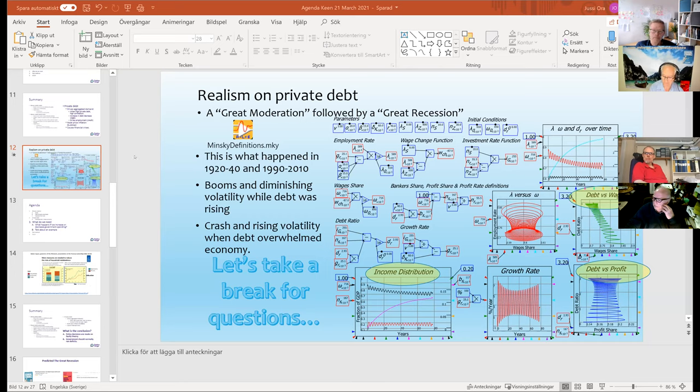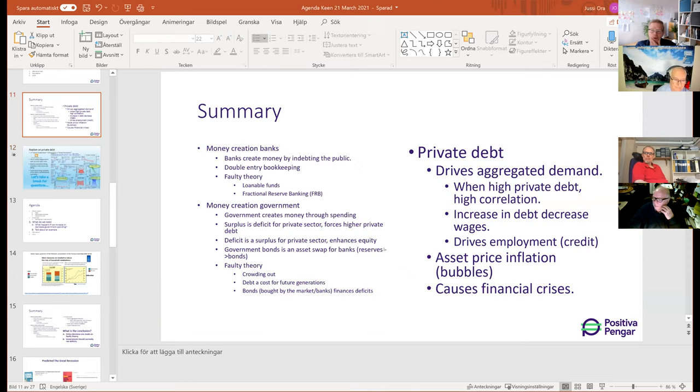Yeah. Okay, thanks. Shall we try to do a bit of a summary again then on private debt? Yep. Okay. So what you're saying, credit drives aggregate demand. If it's negative, it means that we're getting into problems. And if it goes up, it increases aggregate demand. Mm-hmm. Okay. And when there's high private debt, then it's a high correlation. It means that it follows quite tightly.